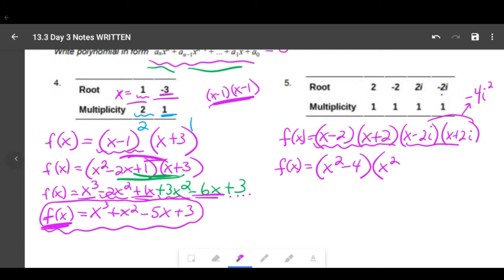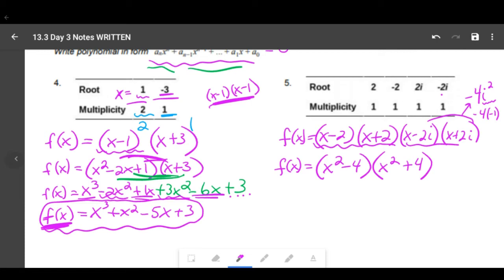Now, hopefully you remember that i squared just means negative 1. So I'm multiplying this out. I'm multiplying out negative 2i times positive 2i. I get negative 4i squared, which just means negative 4 times negative 1. So all that means is I'm going to put plus 4 into that group. That's what I would get if I FOILed it out and cleaned it up.